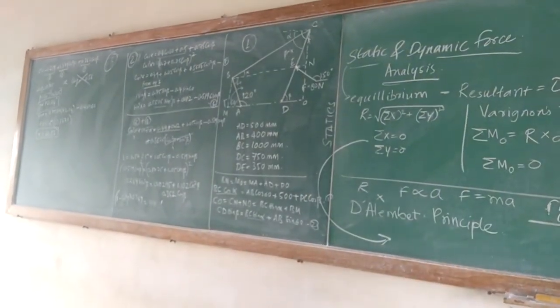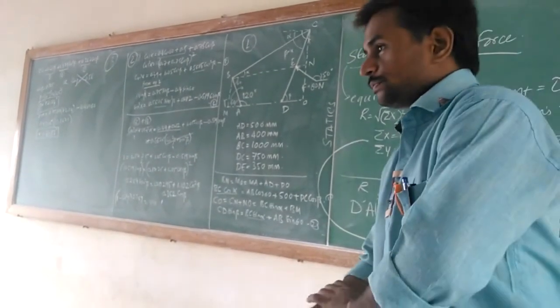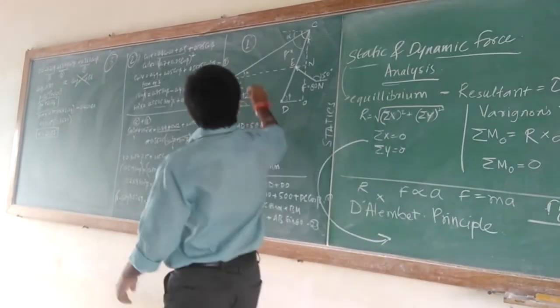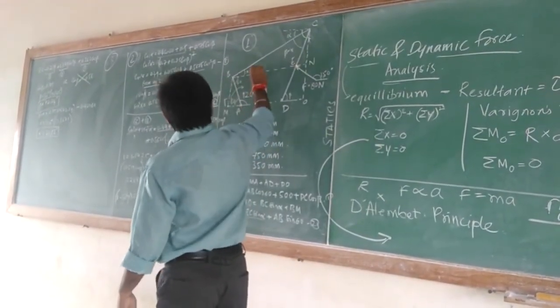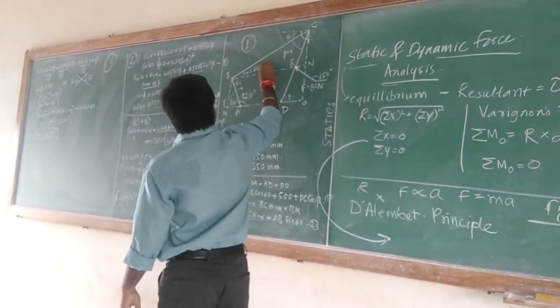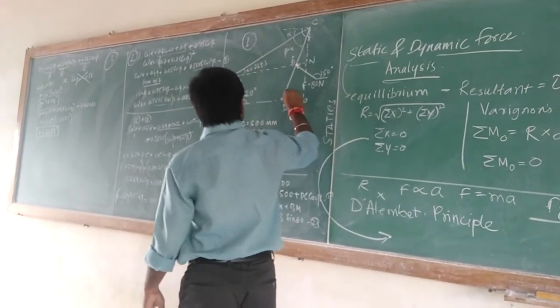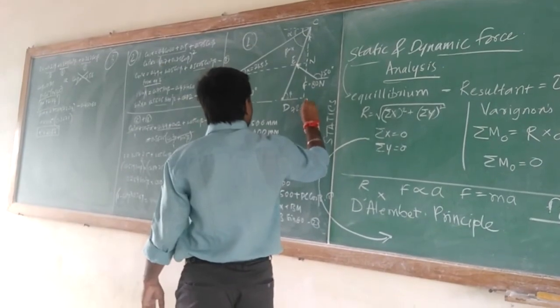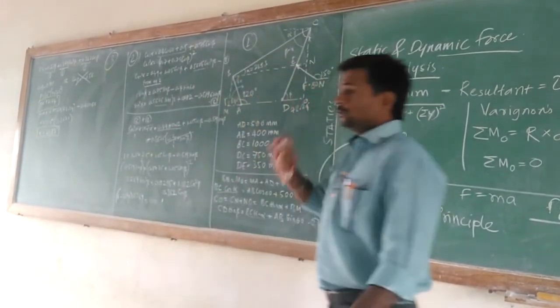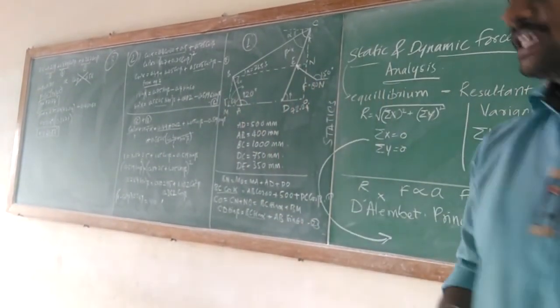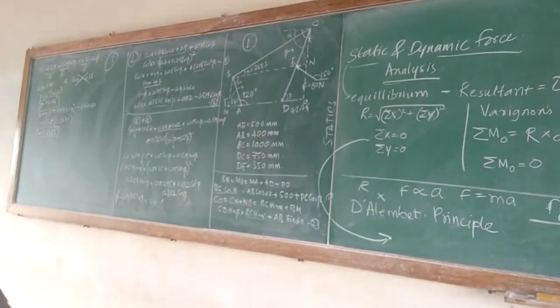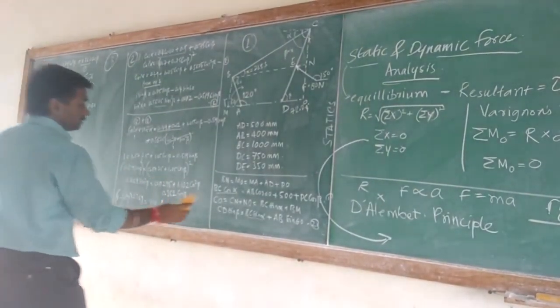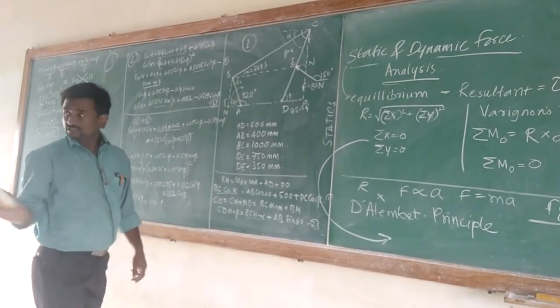Okay, so now we found the angles. Angle alpha is 21.5. Angle beta is 72.24. Okay, now we can start solving. Okay, so now all this we don't need.